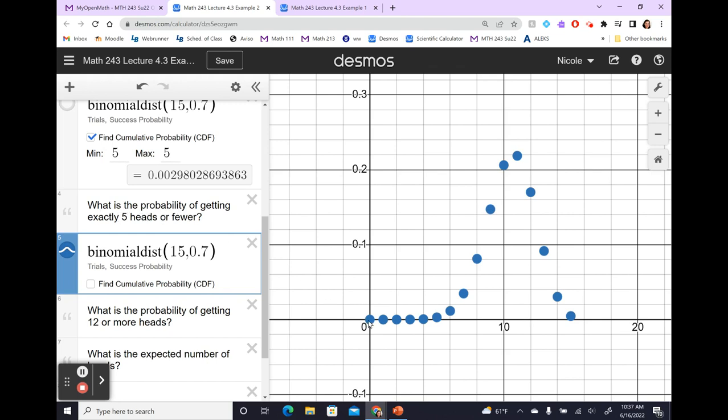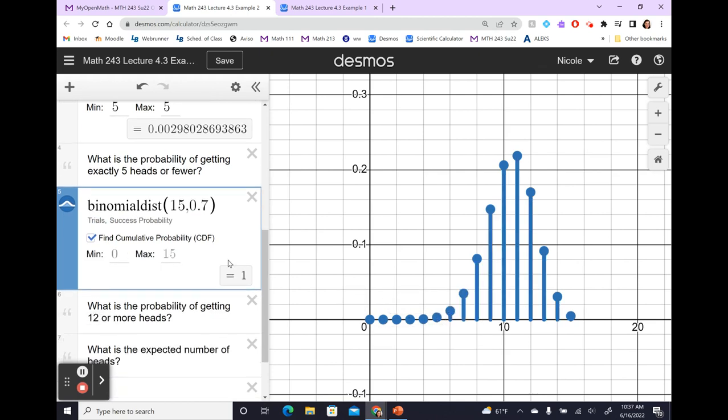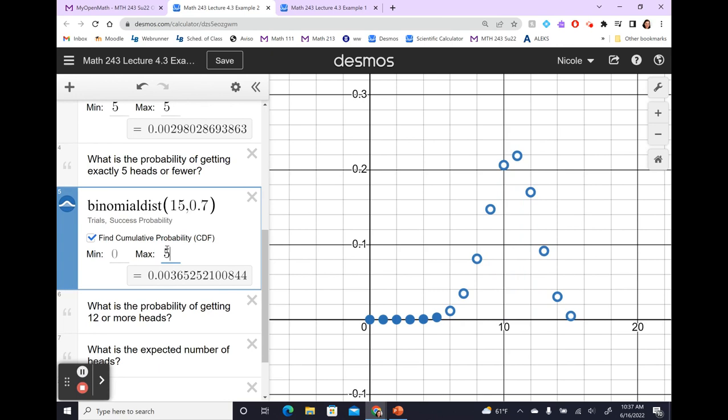So that's going to be 0 heads, or 1, or 2, or 3, or 4, or 5. You could add these up, or you could have Desmos do the work for you. 5 or fewer is going to be 0 up to and including 5. If it was fewer than 5, you'd want to stop at 4. But it says 5 or fewer, so you want to go from 0 to 5.